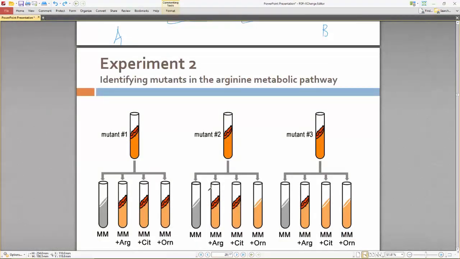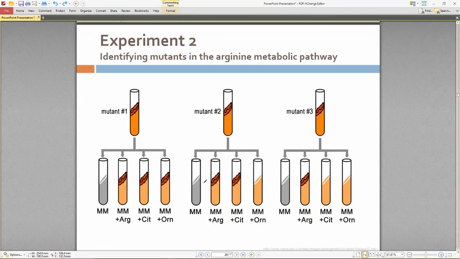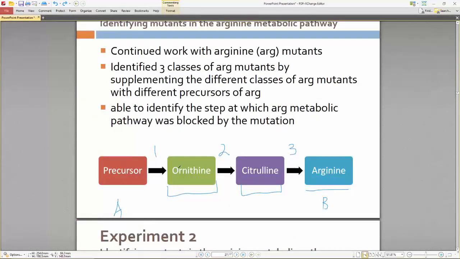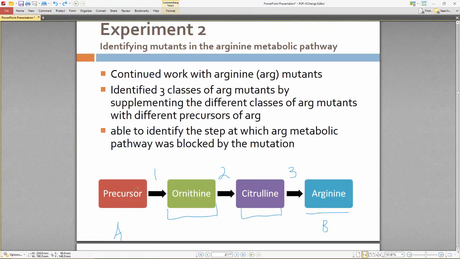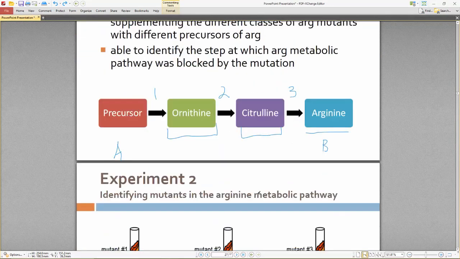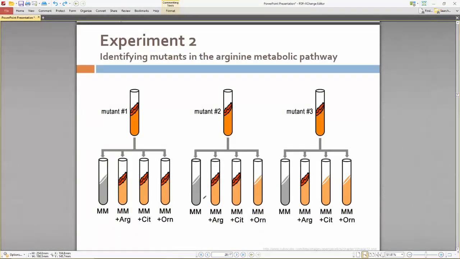So how did they determine this? They took different classes of mutants and they supplemented them with basically different substances on the pathway. So we'll look here. Minimal media would be the negative control, so it has none of the precursors.